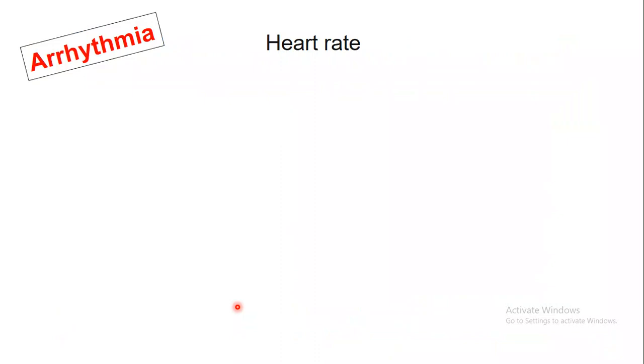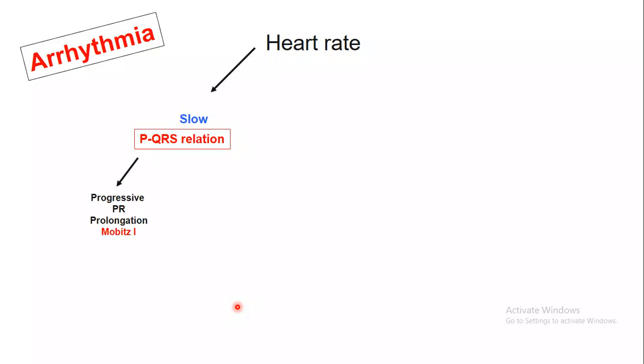Then we move to the second scenario, which is the arrhythmia scenario. A patient presenting with palpitation. How to approach arrhythmia rapidly? Starting with slow heart rate, look then at the P wave QRS relationship. If we have progressive prolongation of the PR interval followed by a dropped QRS beat, this is called second degree Mobitz type 1 heart block.